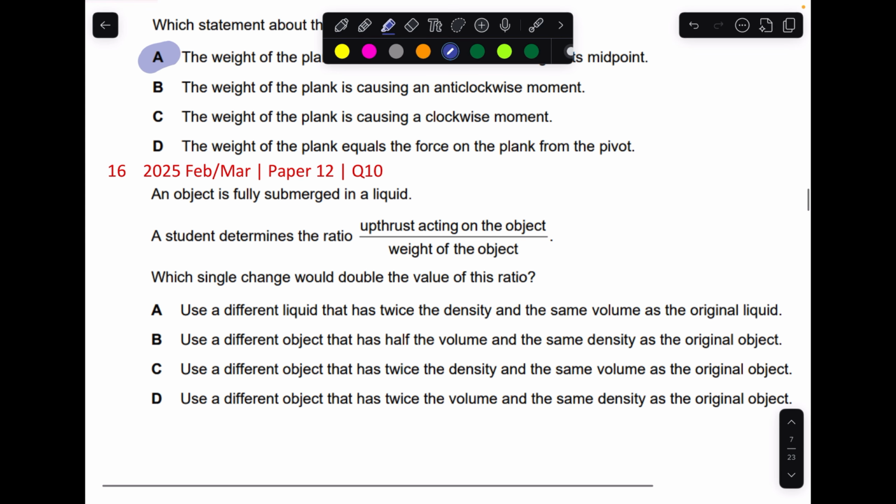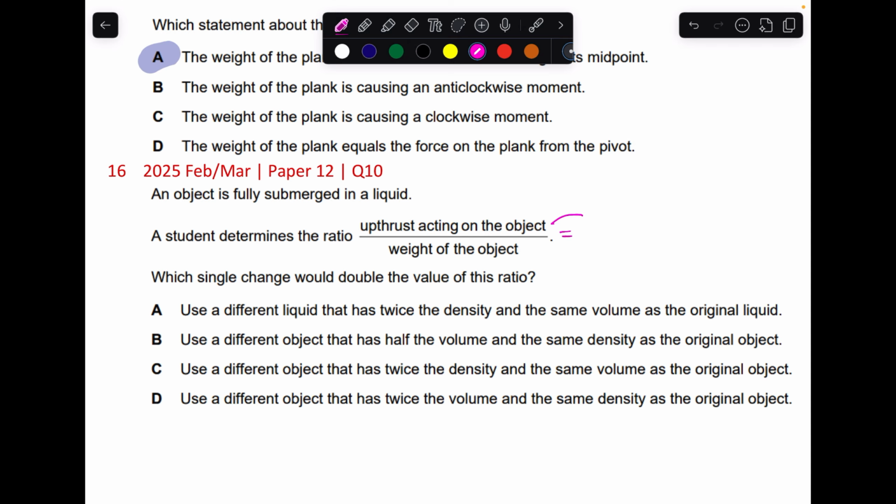In question 16, an object is fully submerged in a liquid. A student determines the ratio of thrust acting on the object over the weight of the object. Which single change would double the value of this ratio? Okay, so first we need to understand what this ratio is. We know the upthrust is basically rho g v, right? Upthrust force. The weight is basically the mg.